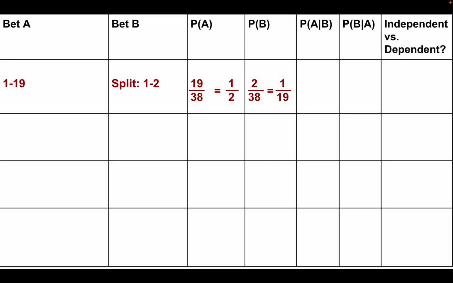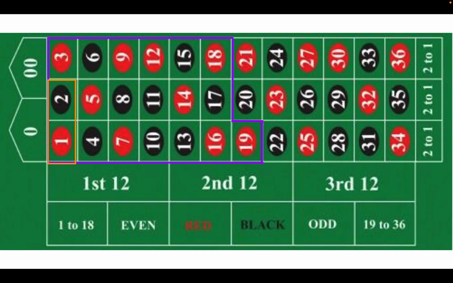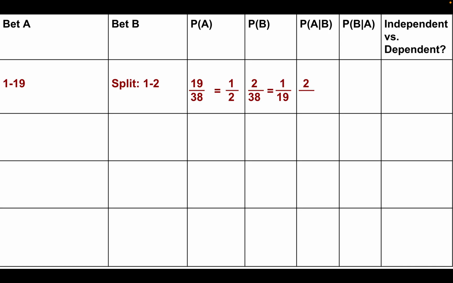Now let's calculate our conditional probabilities. So to do that, we need to take a look at the overlap between our two bets. So now I've plotted both bets. And we can see that if 1 or 2 comes up, we're going to win both of our bets. So this is 2. And then remember that with conditional probabilities, you take your given event, so in this case B, because that comes after the bar, and we see that there's 2 ways to win bet B, so 2 out of 2, which simplifies to 1. So really, if you win bet B, there's a 100% chance that you'll win bet A.